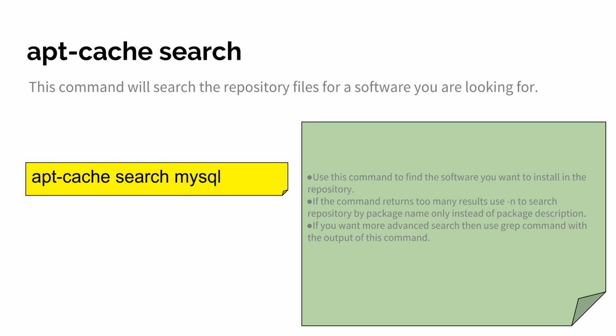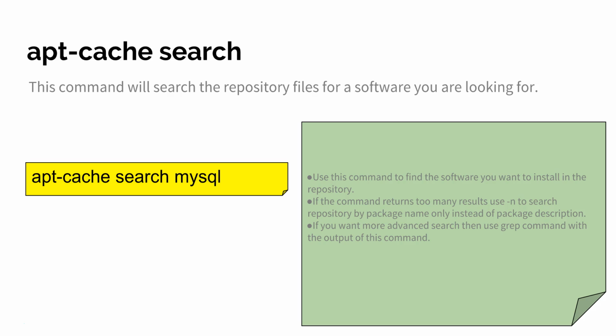If you want to search only the names of the packages, not the description, use -n search. That's what I have been using. And if you want to perform a more advanced search, go with the grep command. Use the pipe and then grep. So MySQL, and you know it is a server that you are looking for, so use pipe grep server. That way it will further filter the list and show you.